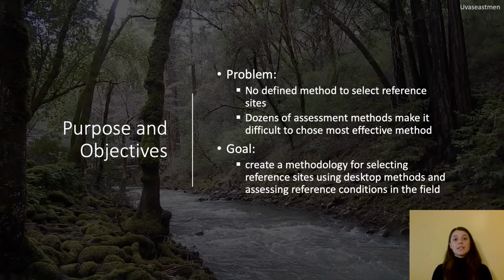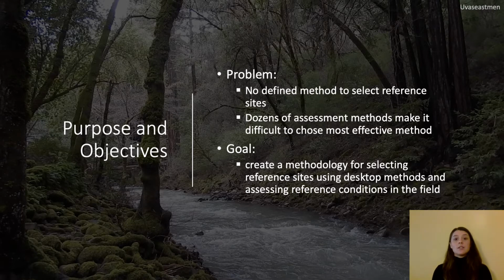To determine reference conditions for riparian ecosystems, you must first identify the site and then do a field assessment to observe physical conditions. Reference sites are often selected on a project-by-project basis, which requires extensive knowledge of local environmental conditions, which can be time-consuming and challenging.